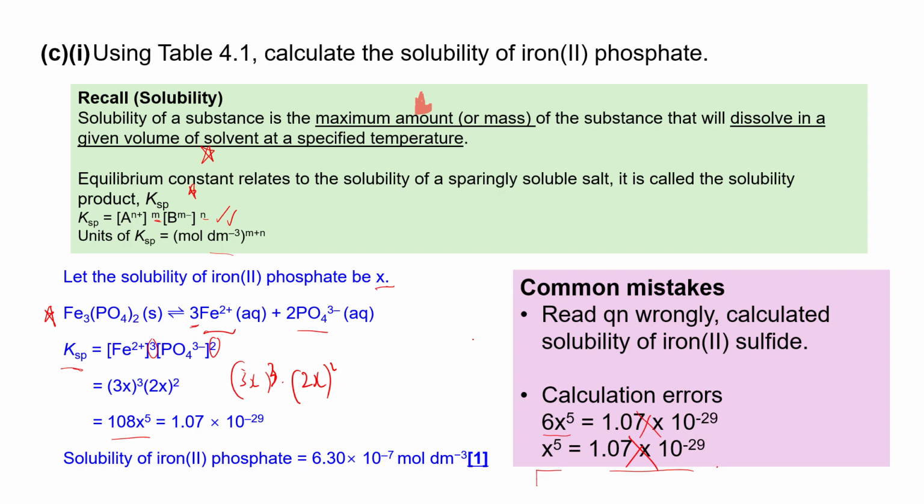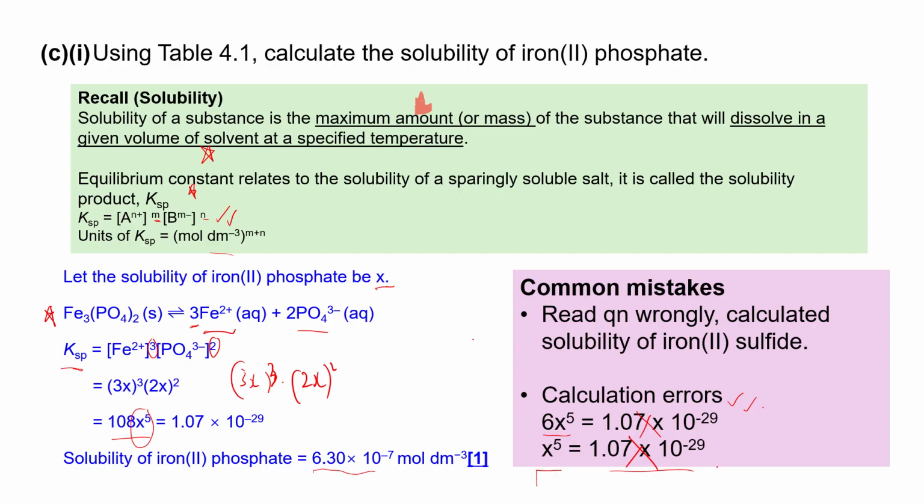In the end, you should get the solubility of iron 2 phosphate to be 6.3 times 10 to the power of negative 7 mole per dm³. That'll give you that 1 mark. Other common mistakes, like I mentioned earlier on, are calculation errors or pressing of the calculator. So please go and practice: how do you get x if your power is x to the power of 5?